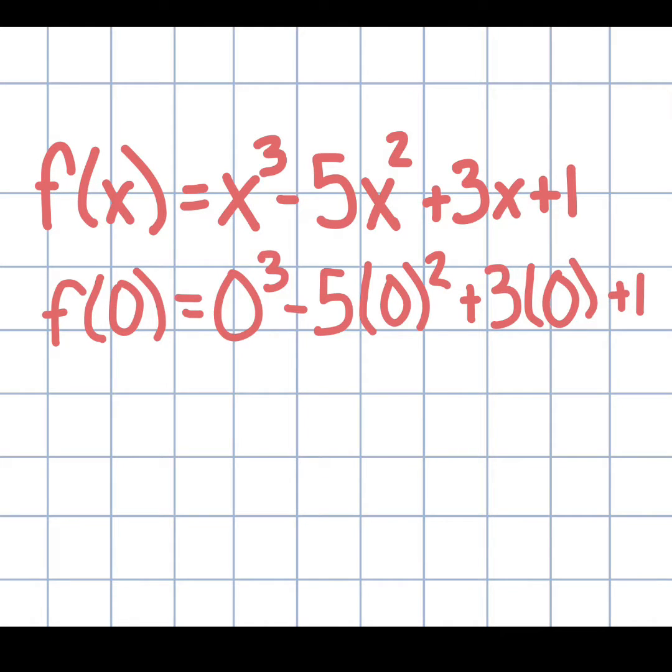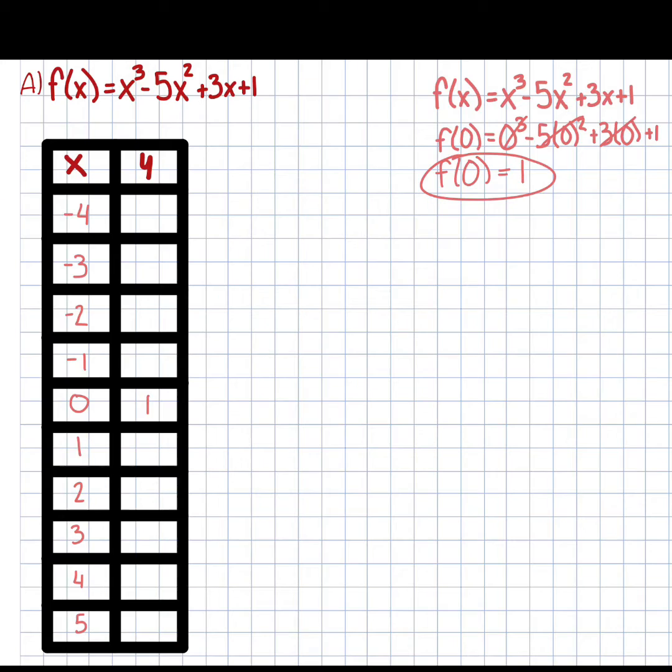To find the y values, you will need to plug the x value into the equation and your answer will be your y value. Let's start out with the x value 0. When you plug that in, you should get 0 to the 3rd minus 5 times 0 to the 2nd plus 3 times 0 plus 1. You would put 1 into the y side by the 0 on the x side.